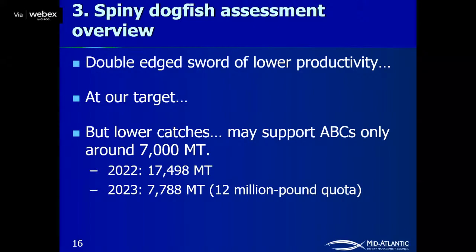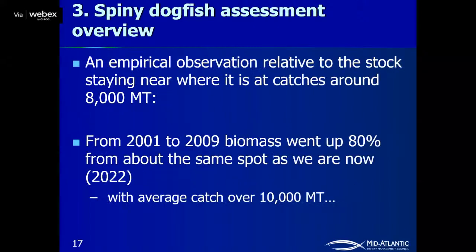And there are the 22 and 23 ABCs up there. We had a major reduction from 22 to 23. We had the research track results more or less, so we saw the writing on the wall. But again, possibly, depending on what the SSC concludes about this, a further reduction for next year.